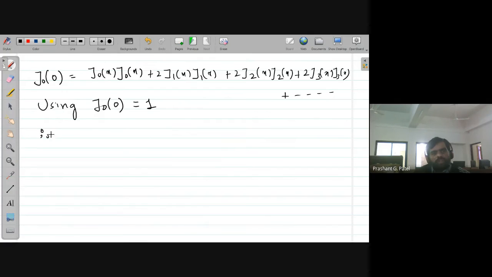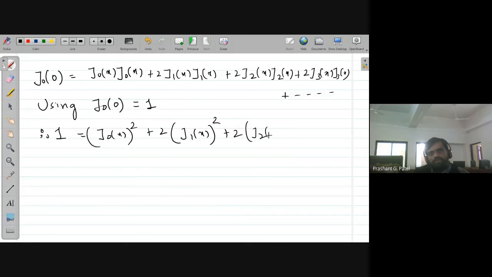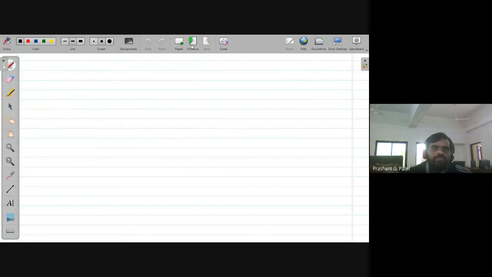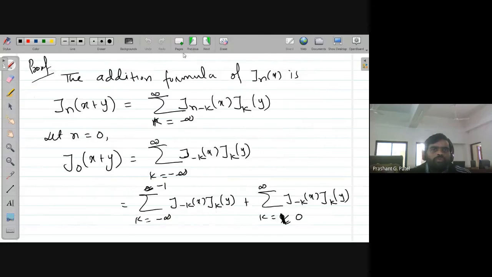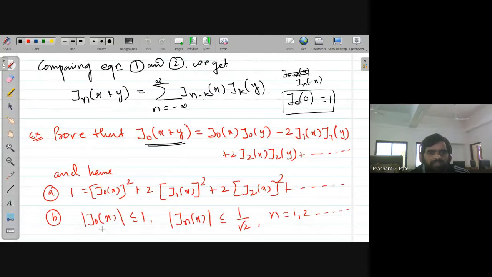So therefore, using this, we have J0 of x square plus 2 times J1x whole square plus 2 times J2x whole square, and so on, all of them equal to 1. The next thing we need to prove is that mod J0 of x is less than or equal to 1 and mod Jn of x is less than or equal to 1 by root 2.